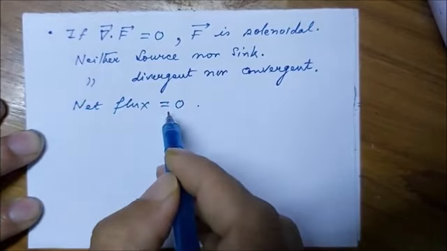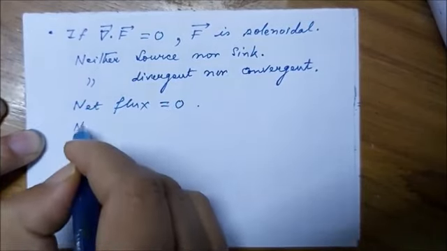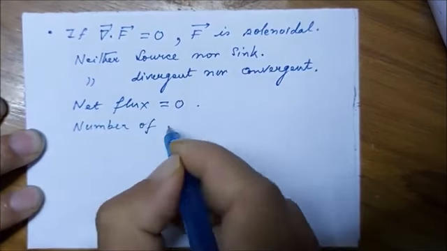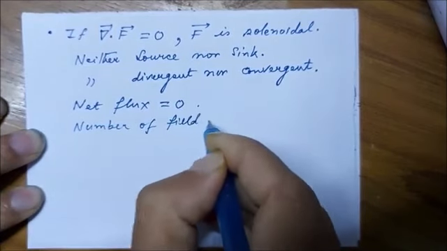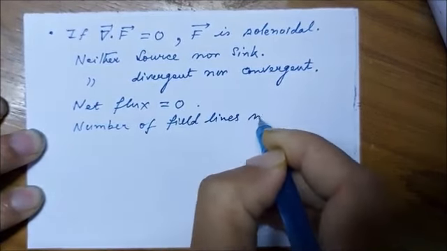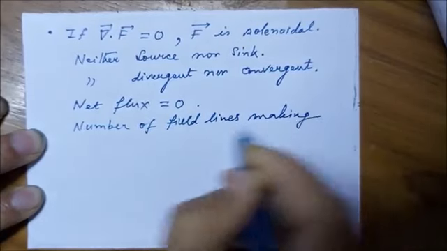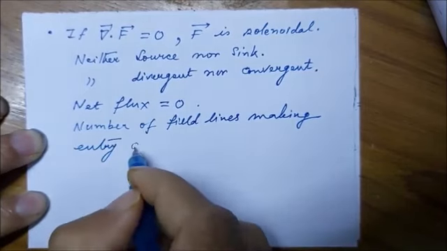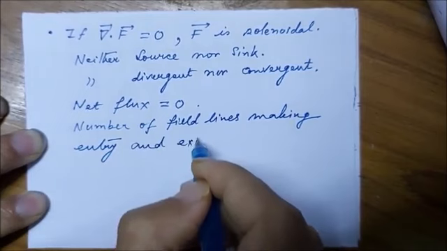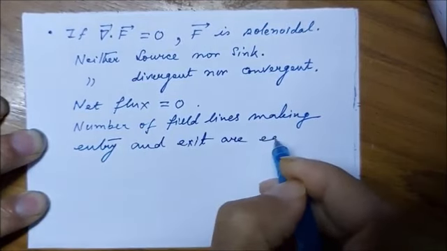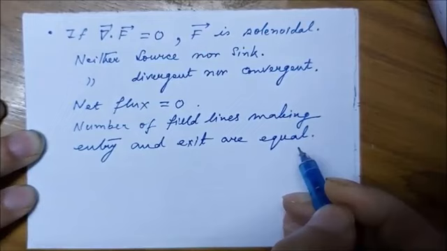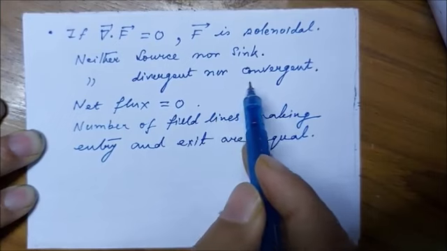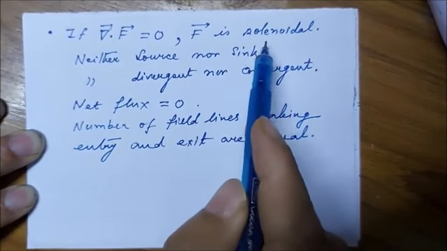And this is possible if the number of field lines making entry into a closed surface and making exit are equal. So equal amount of divergence and an equal amount of convergence will make the field at that point solenoidal.